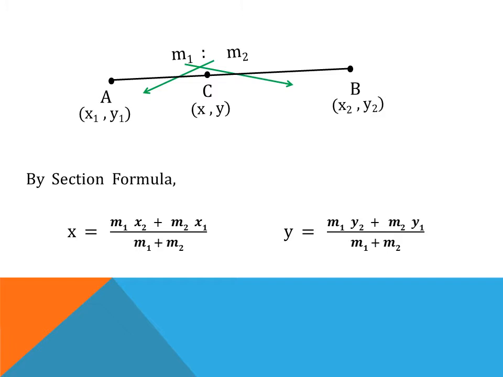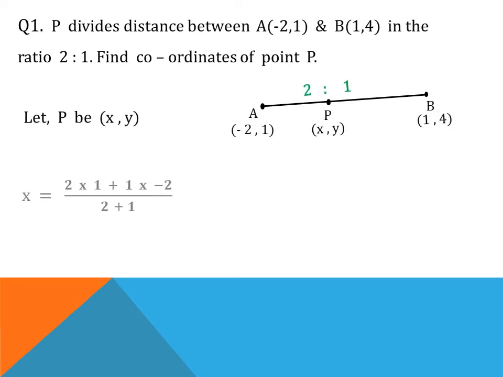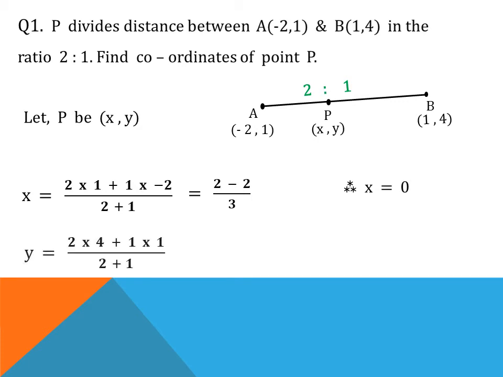So let's now solve some questions based on the given formula. Now in our first question we have been given AB, a line segment, and P is dividing this segment in the ratio 2:1. So let's begin by drawing the diagram. So if we use the section formula, we'll have x is equal to 2 into 1 plus 1 into minus 2 upon 2 plus 1. So if we solve that further, that gives us x is equal to 0. Similarly for y, we'll get 2 into 4 plus 1 into 1 upon 2 plus 1. So that gives the value of y as 3. So therefore the coordinates of point P is 0, 3.